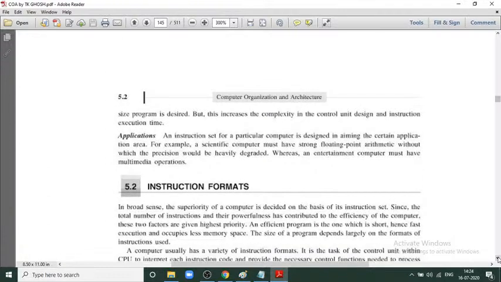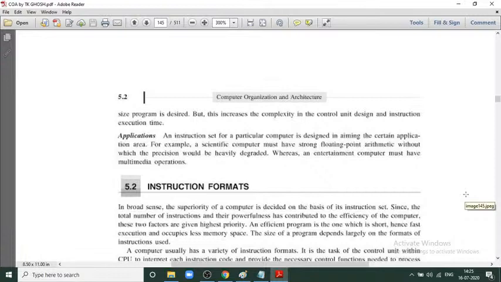Next is application. An instruction set for a particular program is designed for a certain application area. For example, a scientific computer must have strong floating point capability, and must be capable of operating on complex numbers, whereas an entertainment computer must be capable of multimedia operations such as text, audio, video, animation, and image operations. So based on the operation, the instruction set also changes. A multimedia computer must have a different type of instruction set than a scientific computer.